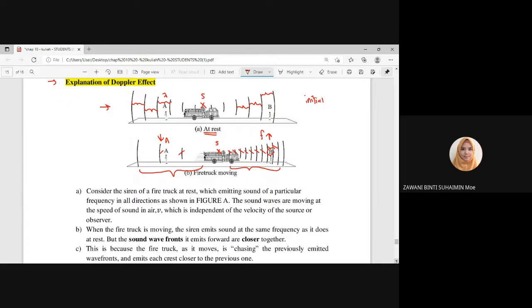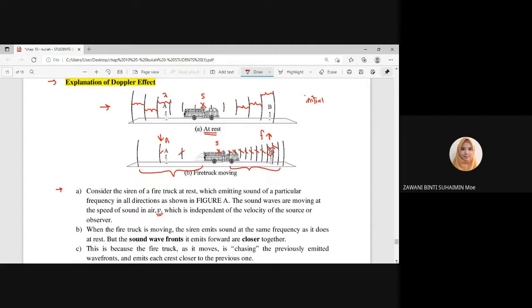So sebab tu there is a change in terms of frequencies of sound when there is a relative motion between the source and also the observer. So point A, consider a siren of a fire truck at rest, okay, which is emitting sound of a particular frequency in all directions, in figure A. So maksudnya dia punya wave sama saja in all directions. The sound waves are moving at the speed of sound in air with velocity v, okay, which is independent of the velocity of the source.